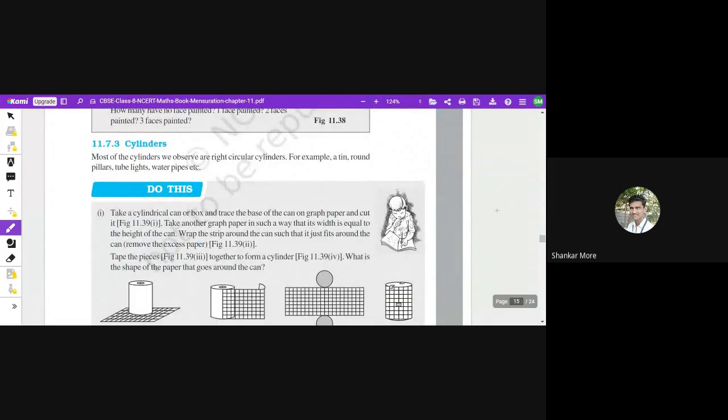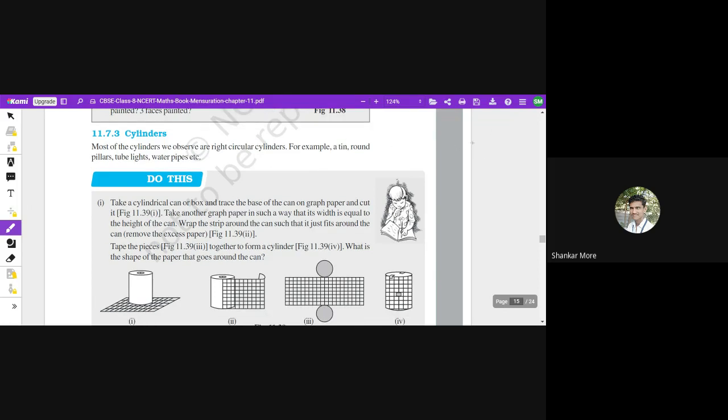Okay, now the next one is cylinders. So most of the cylinders we observe are right circular cylinders. For example, a tin, a round pillar, or a tube light, or water pipes. So these all are okay. Okay, maybe I missed that. All right. So now let's start cylinders. I believe you don't have any doubt in cube and cuboid. Baki log, because Shlok ka to nahi hai, because he's only telling me the formula for the cuboid. Just give me a minute, please.